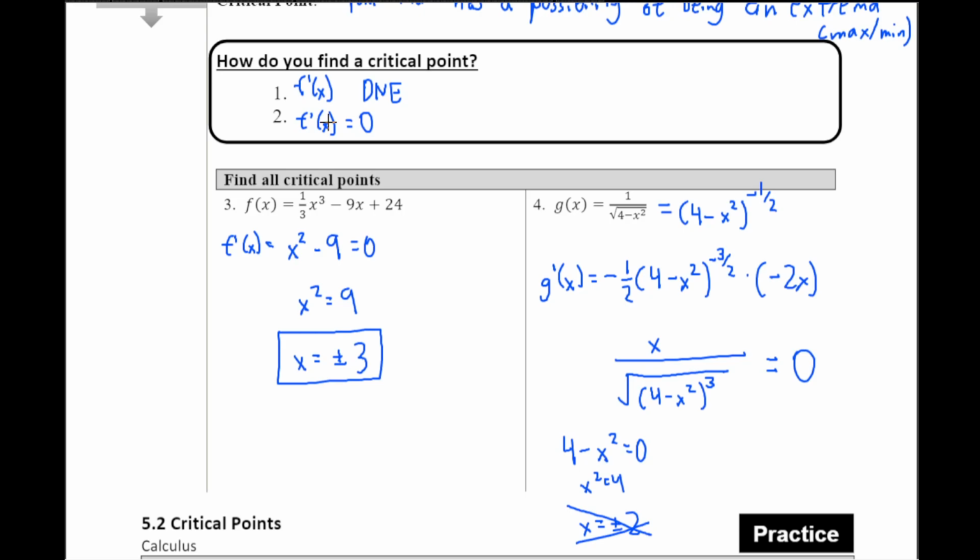So let's look at when f prime of x is equal to 0. That's when the top is just equal to 0 of the fraction for g prime of x. Let me just write the g prime of x here again. So x is equal to 0 is the only place where you have a critical point.